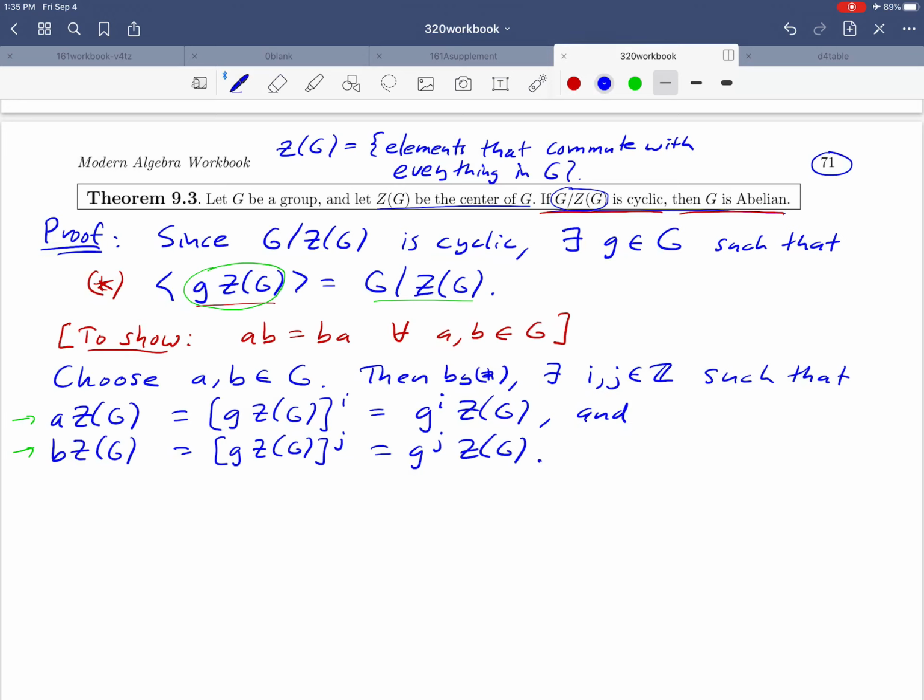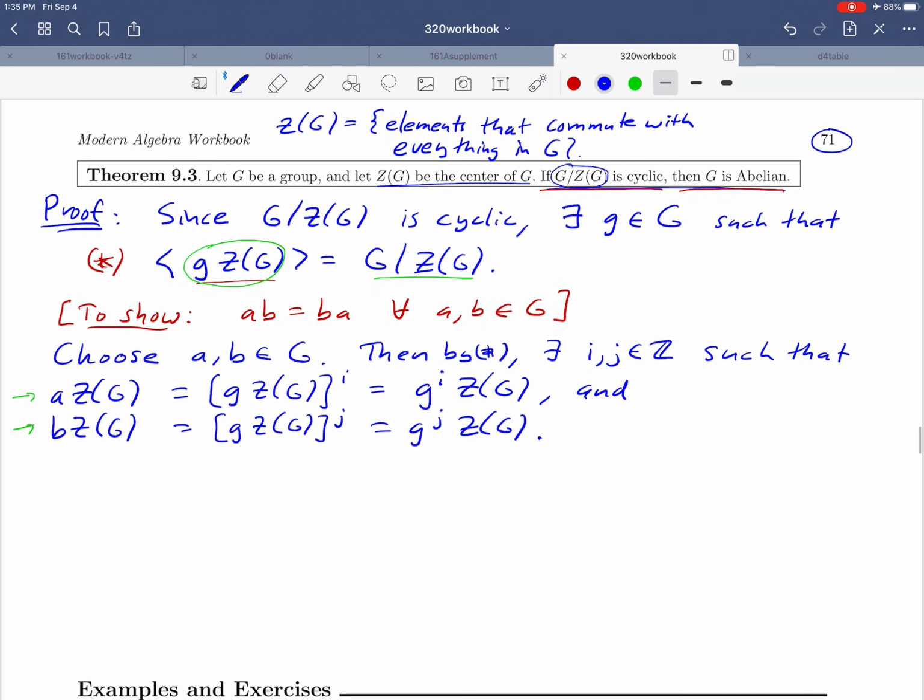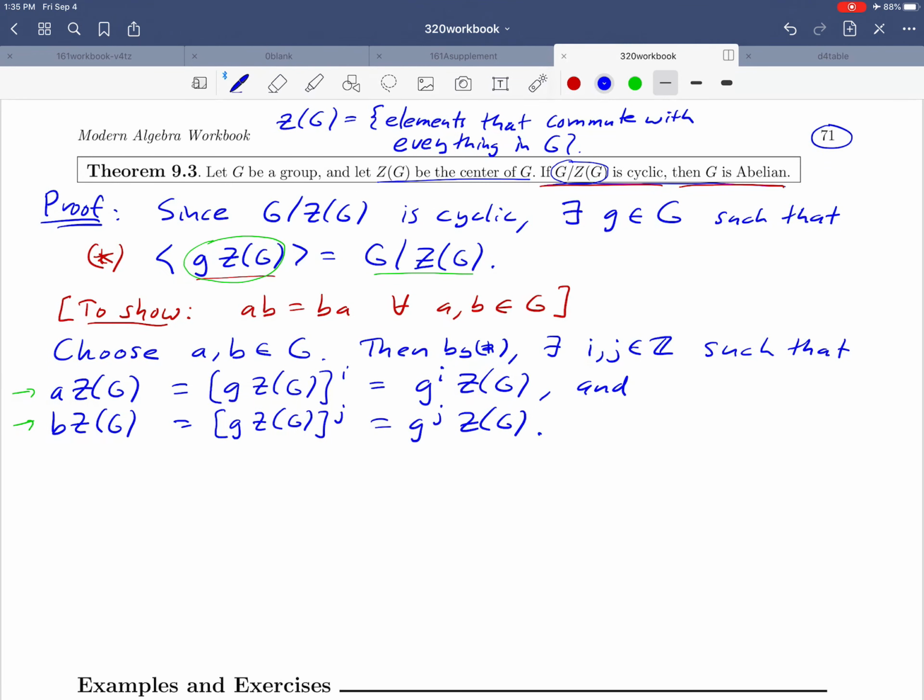All right, and now here's going to come the first statement that might be a little bit of a leap here. I'm going to go ahead and just state this, and then we'll try to make sense out of it. So I claim that as a result of that, we know that A, the element A, has to be expressible as g to the i times x, and B has to be expressible as g to the j times y for some x and y in Z(G), the center.